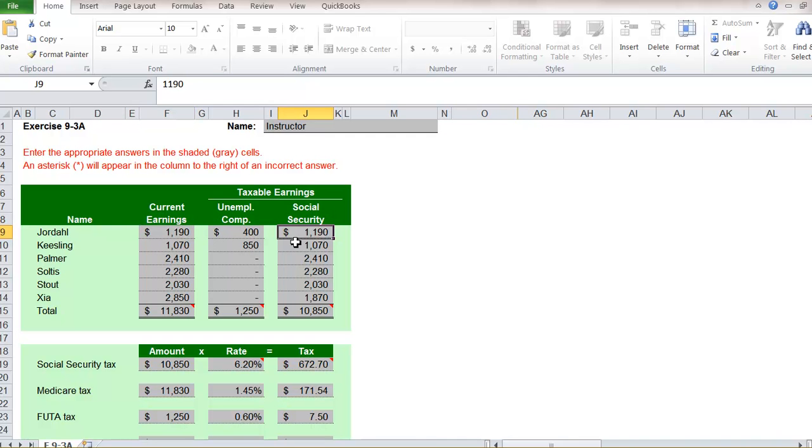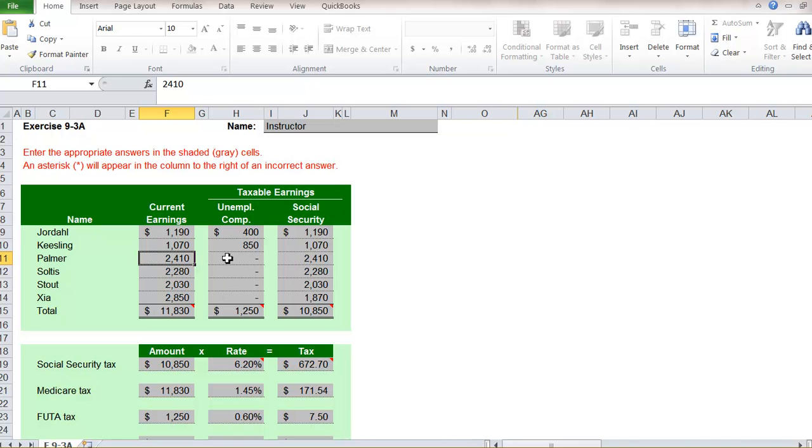But she's not anywhere near the amount for Social Security tax, so all of her current earnings are subject to Social Security tax. Kiesling, our next one, has earned $6,150 so far. So we're going to take the $7,000 max for unemployment minus the $6,150, and that gives us the $850. But she's also nowhere near the total maximum for Social Security, so all of her gross wages are subject to Social Security tax.